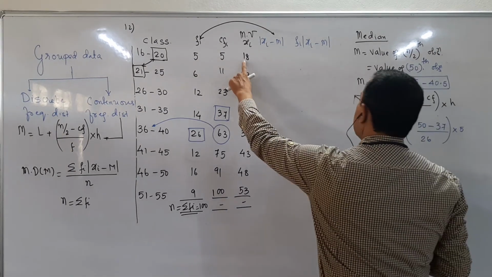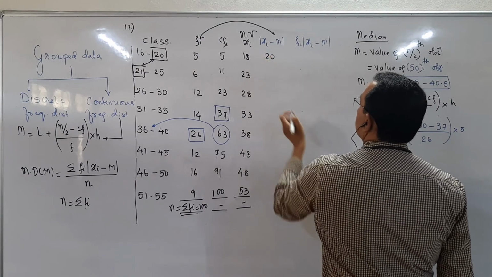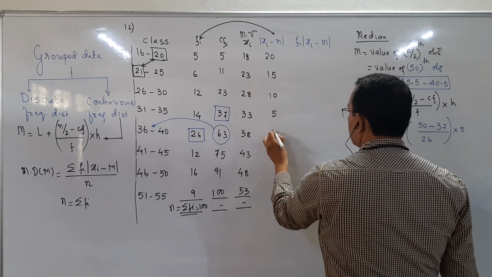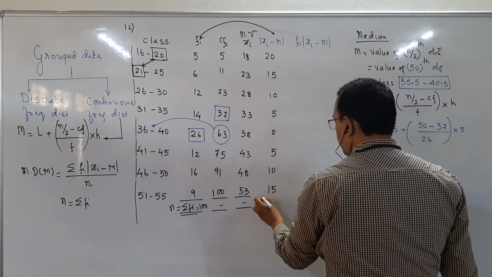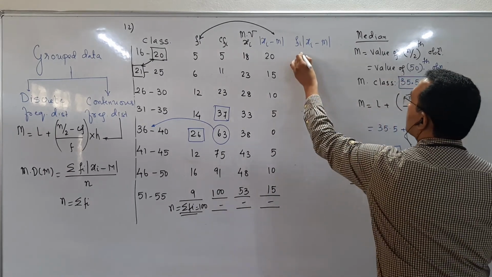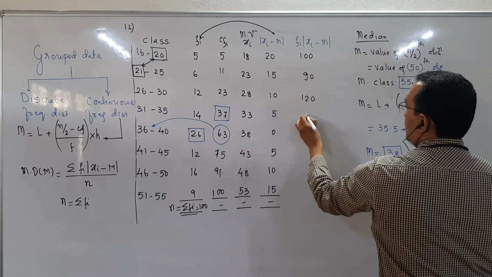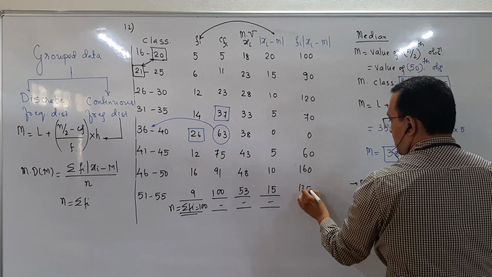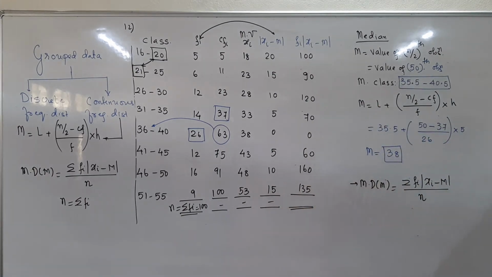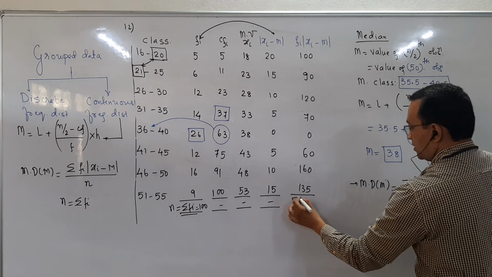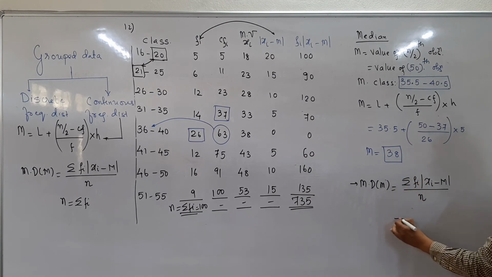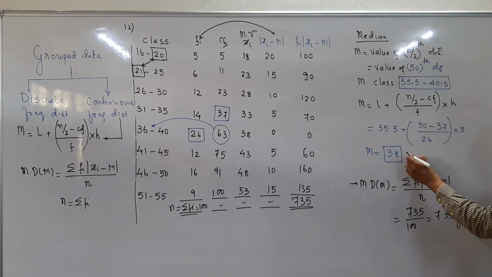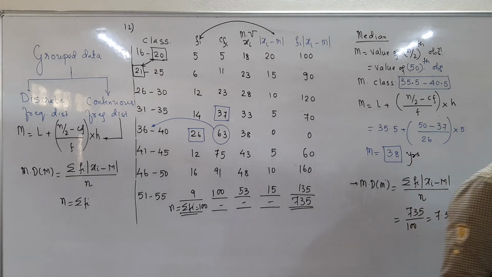Now, 18 minus 38 is minus 20, mod is 20. Then reduce by 5. So this will be 15, 10, 5, 0, 5, 10, and 15. Then 25 is 100, 15 6s are 90, 120, 14 5s are 70, 0, 12 5s are 60, 16 10s are 160, 15 9s are 135. And this total comes out to be 735. So the mean deviation with respect to the median is 735 upon 100. So the answer is 7.35 years. This is also in years because the data is given for age.